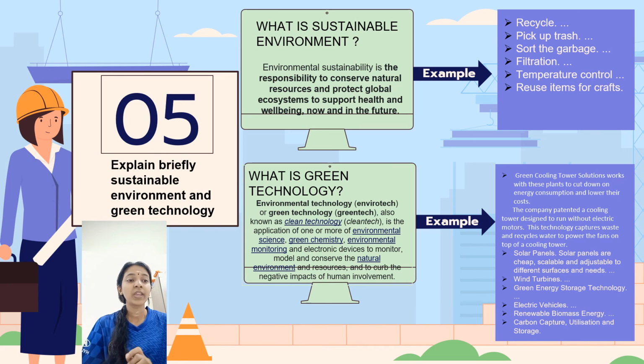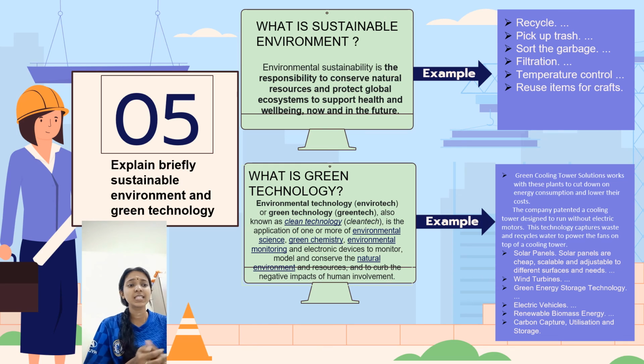So now, what are the examples of a sustainable environment? The first is recycle, where we can recycle the sludge or also the waste from the machine. The second is pick up trash. Third is sort the garbage. The fourth is filtration. The fifth is temperature control, and the last is reuse items for crafts. All these things are categorized as a sustainable environment.